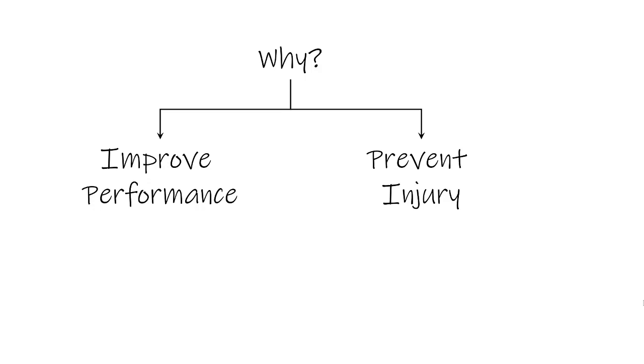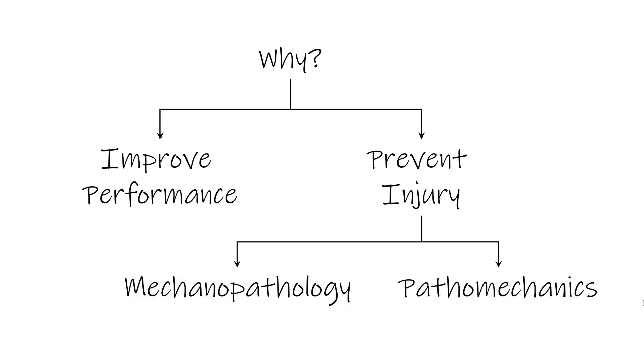When we talk about preventing injury, we have to think of two different types of mechanics. The first is mechanopathology. These are the mechanics that will result in an injury. But we also have pathomechanics. Pathomechanics are the alterations or changes in the mechanics as a result of injury. And these are important to know as well because pathomechanics can also be a source of mechanopathology.